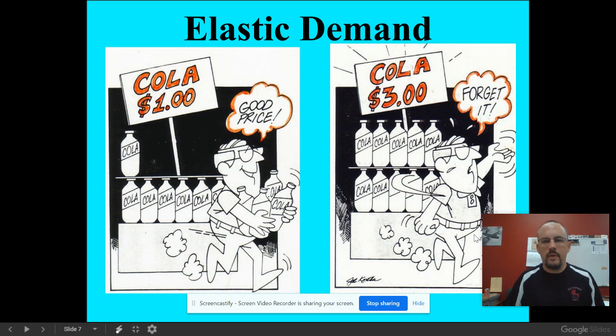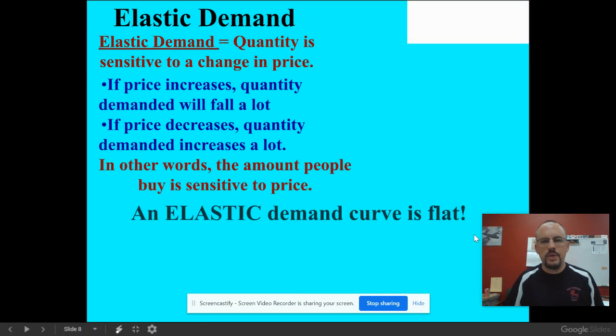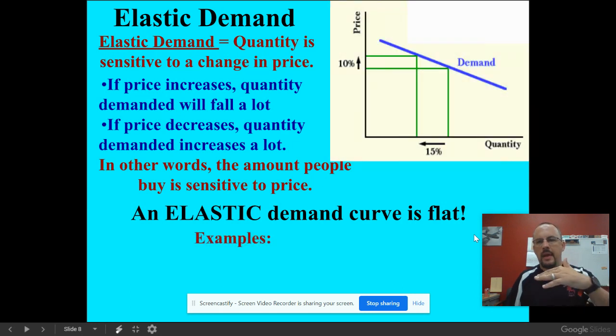So cola is an example of elastic demand, similar to the previous cartoon, but in this cartoon, when the price goes up, he doesn't buy it. You don't need it. You just say, oh, never mind, I'm not buying that. Okay. So we have a flat demand curve showing that a small change in price can lead to a big change in quantity. The change in price will always be smaller than the change in quantity with an elastic demand curve, meaning little change in price, big change in quantity.